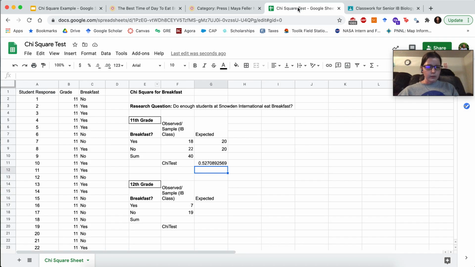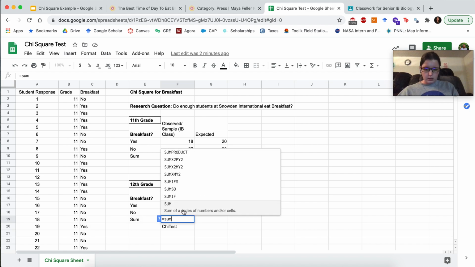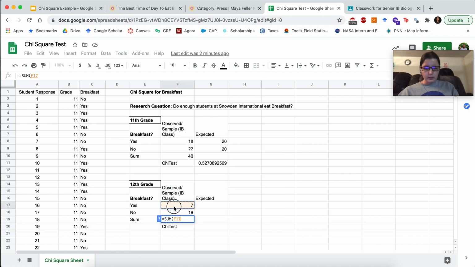Now let's look at the 12th grade. The difference is a little bit bigger. Is this due to random chance? First, remember, Ms. Feller said that at least half of the students need to eat breakfast. We'd expect half of the students to eat breakfast. So first we need to find the sum. And you could just add the two numbers. I like to use functions. So the sum of our sample for the 12th grade is just 26.